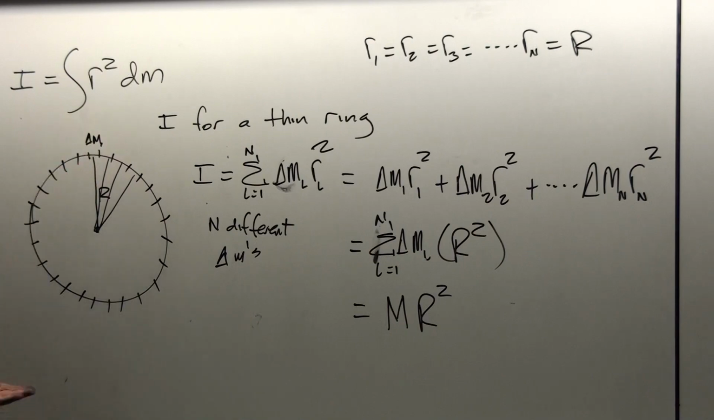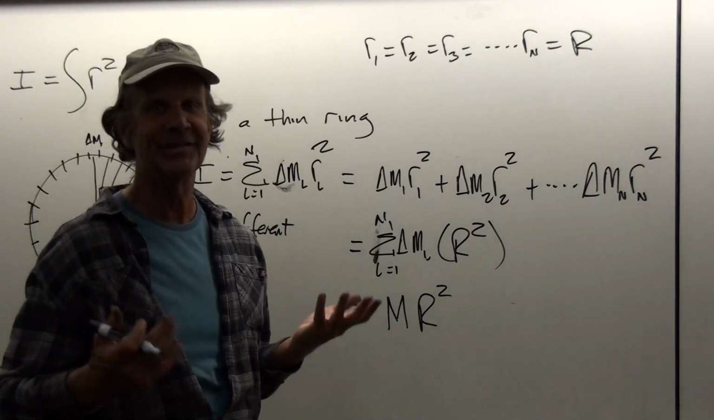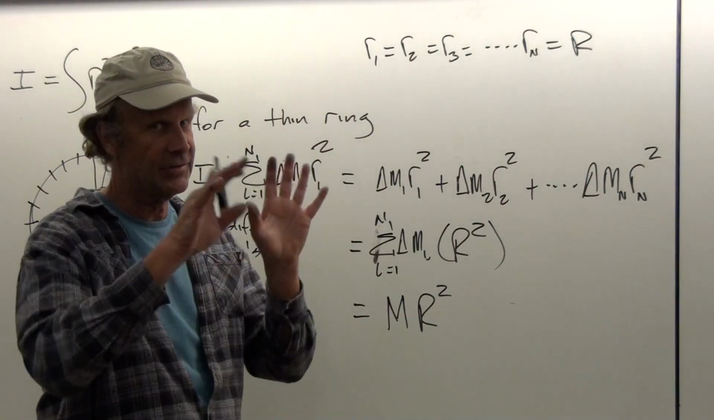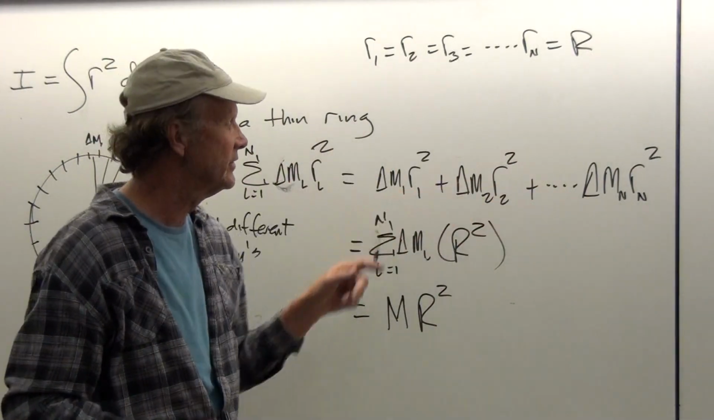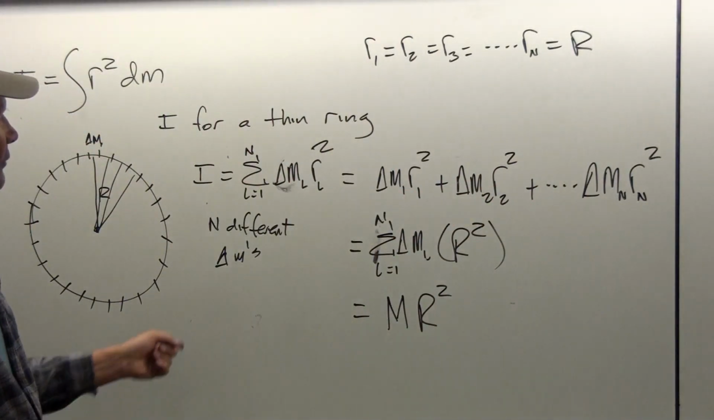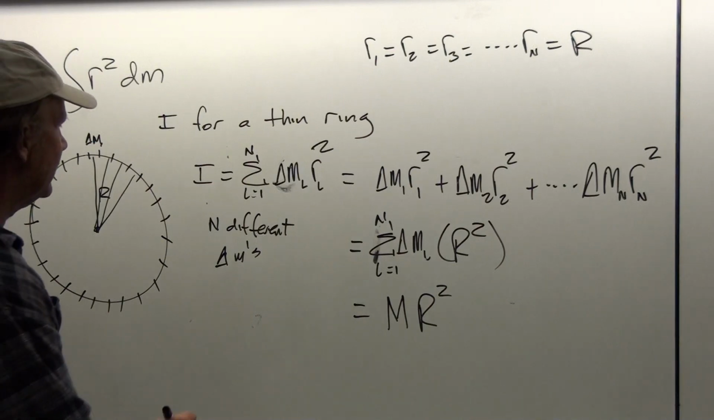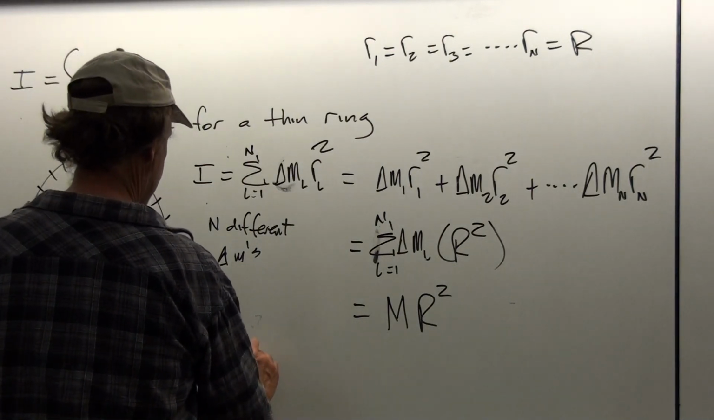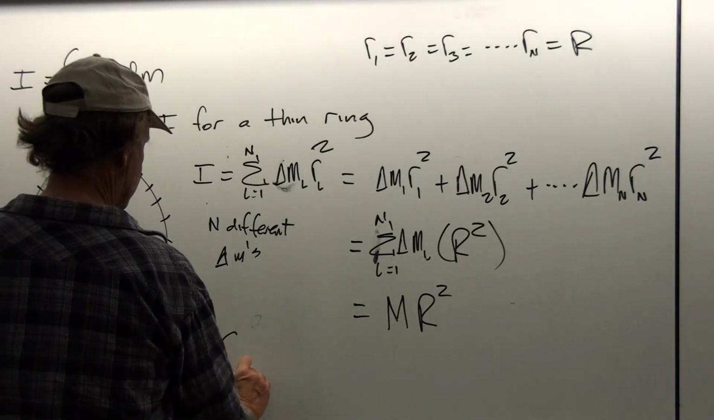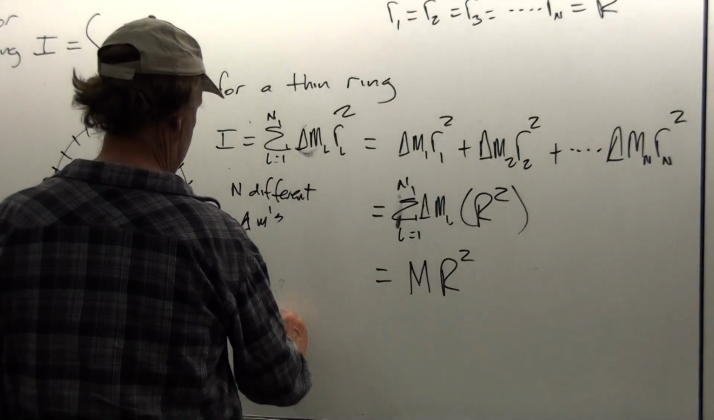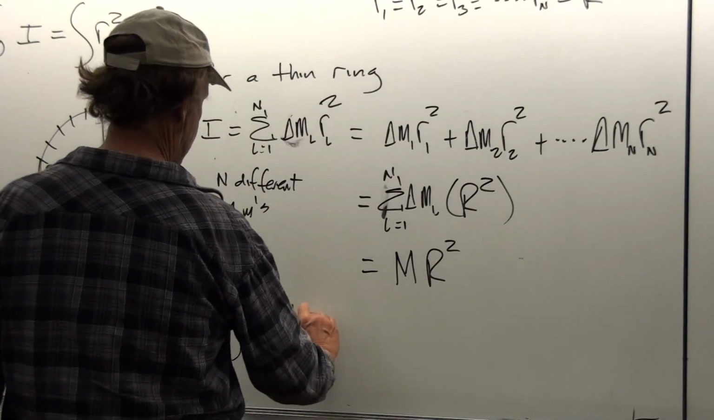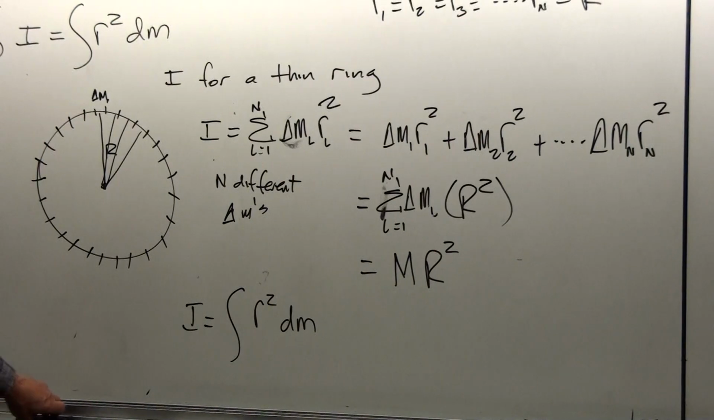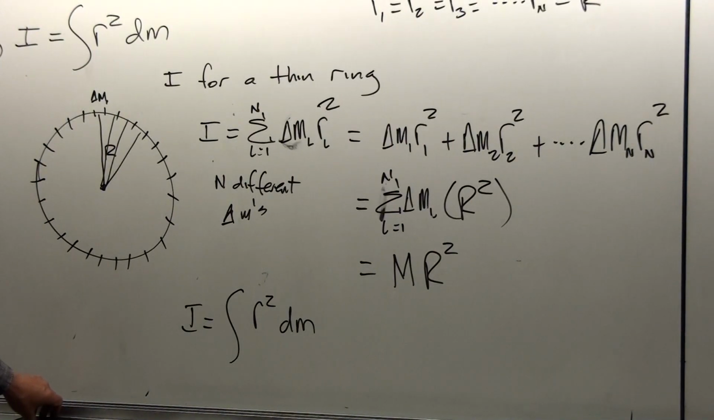And so if you just made that mass n times bigger, it would still be the same mr squared. But it's just spread out over that same radial distance all the way through. If we want to do this in terms of an integral, we could just say that I equals the integral of r squared dm.